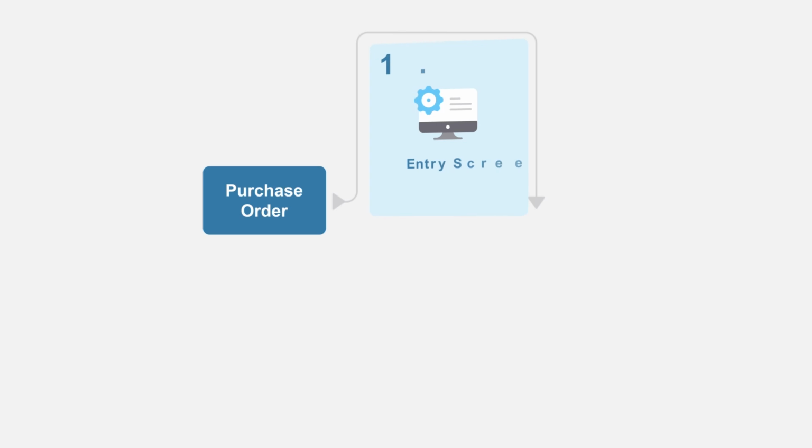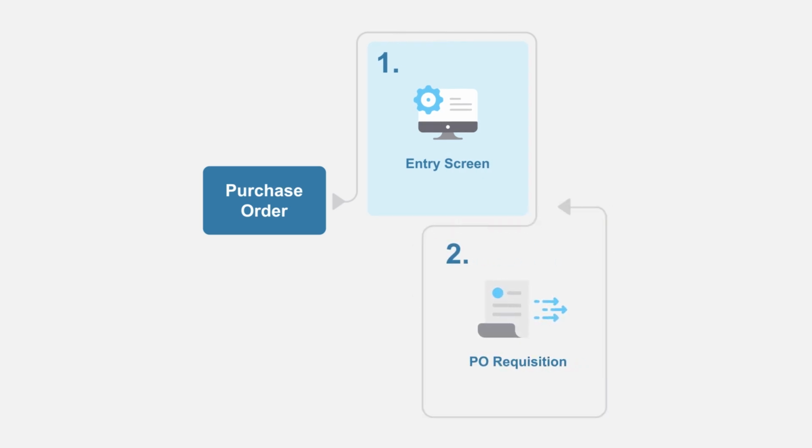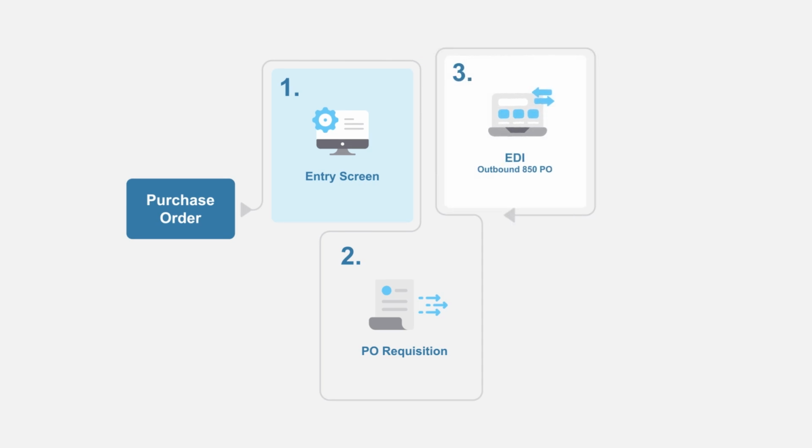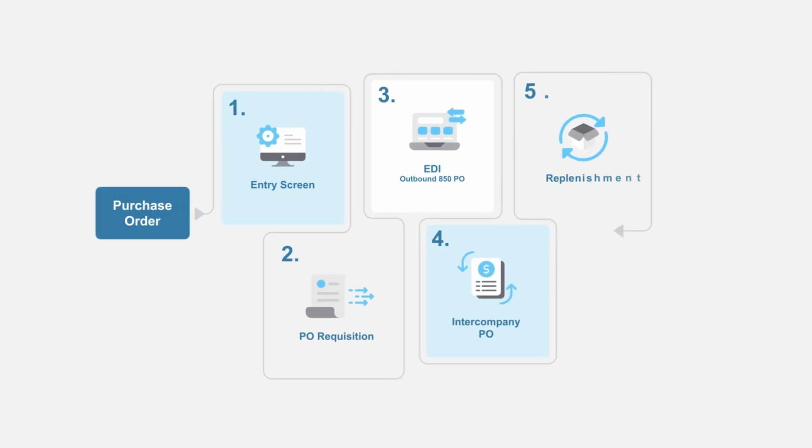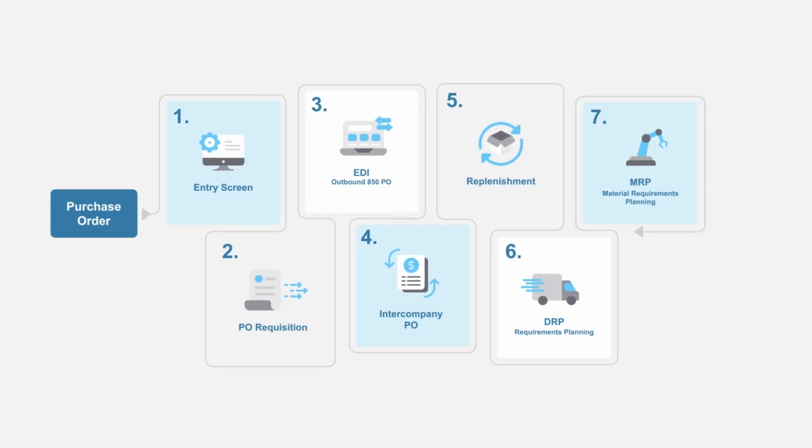Enter purchase orders manually from the application, or create them by converting approved requisitions. Connected EDI automates purchase order communication with suppliers. You can generate purchase orders when subsidiaries or related companies create sales orders with intercompany accounting. Distributors and retailers can generate purchase orders from inventory replenishment or distribution requirements planning. Manufacturers use material requirements planning to create purchase orders. You can also import purchase orders from files or web APIs.